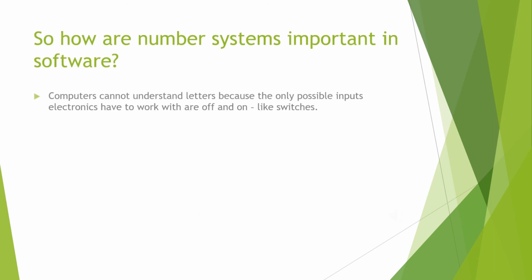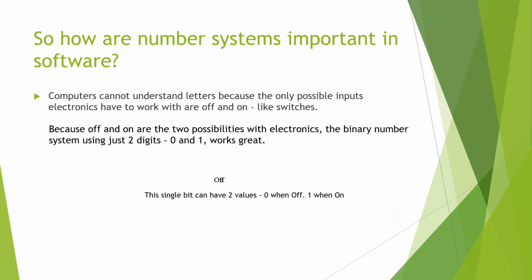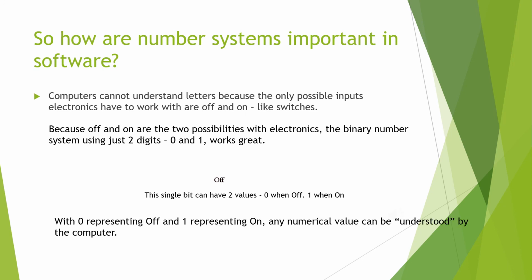So how are number systems important, and how do they apply to software? Computers cannot understand letters because the only possible inputs electronics have to work with are on and off, kind of like switches. Because off and on are the only two possibilities, they use the binary number system, 1 and 0. With 0 representing off and 1 representing on, any numerical value can be understood by the computer.